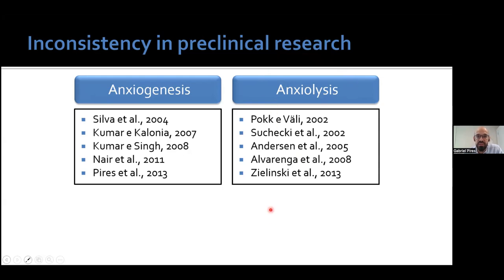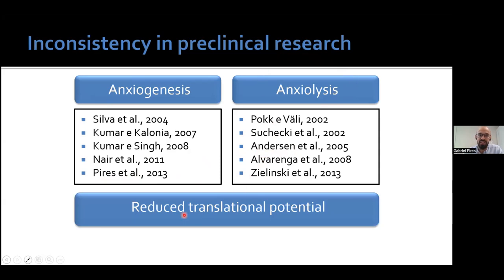And look how interesting that is. This is one article from my master's. And this is one article from my master's advisor. So even within our research group, there was no consistency in it. So once I realized there was no consistency and that the translational potential was reduced, what did I think?